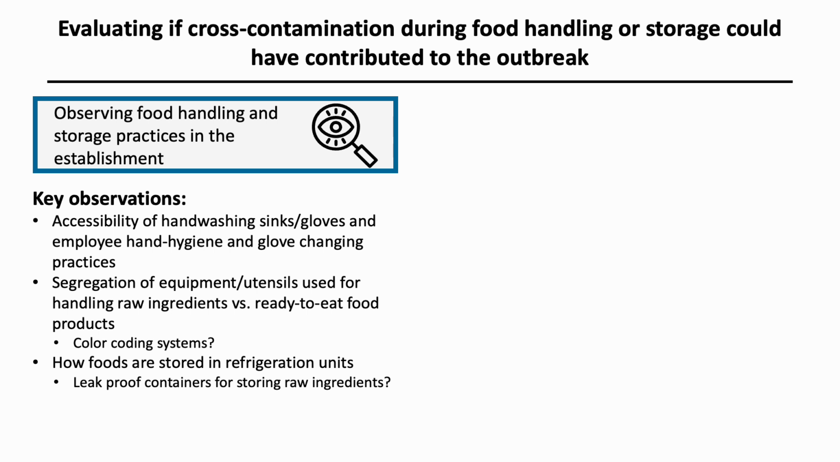Additionally, pay attention to how equipment and utensils are segregated. Are food handlers cleaning and sanitizing equipment and utensils between handling raw ingredients and ready-to-eat products? Or is there a color coding system in place? For example, are different color cutting boards used to handle raw ingredients and ready-to-eat food products?